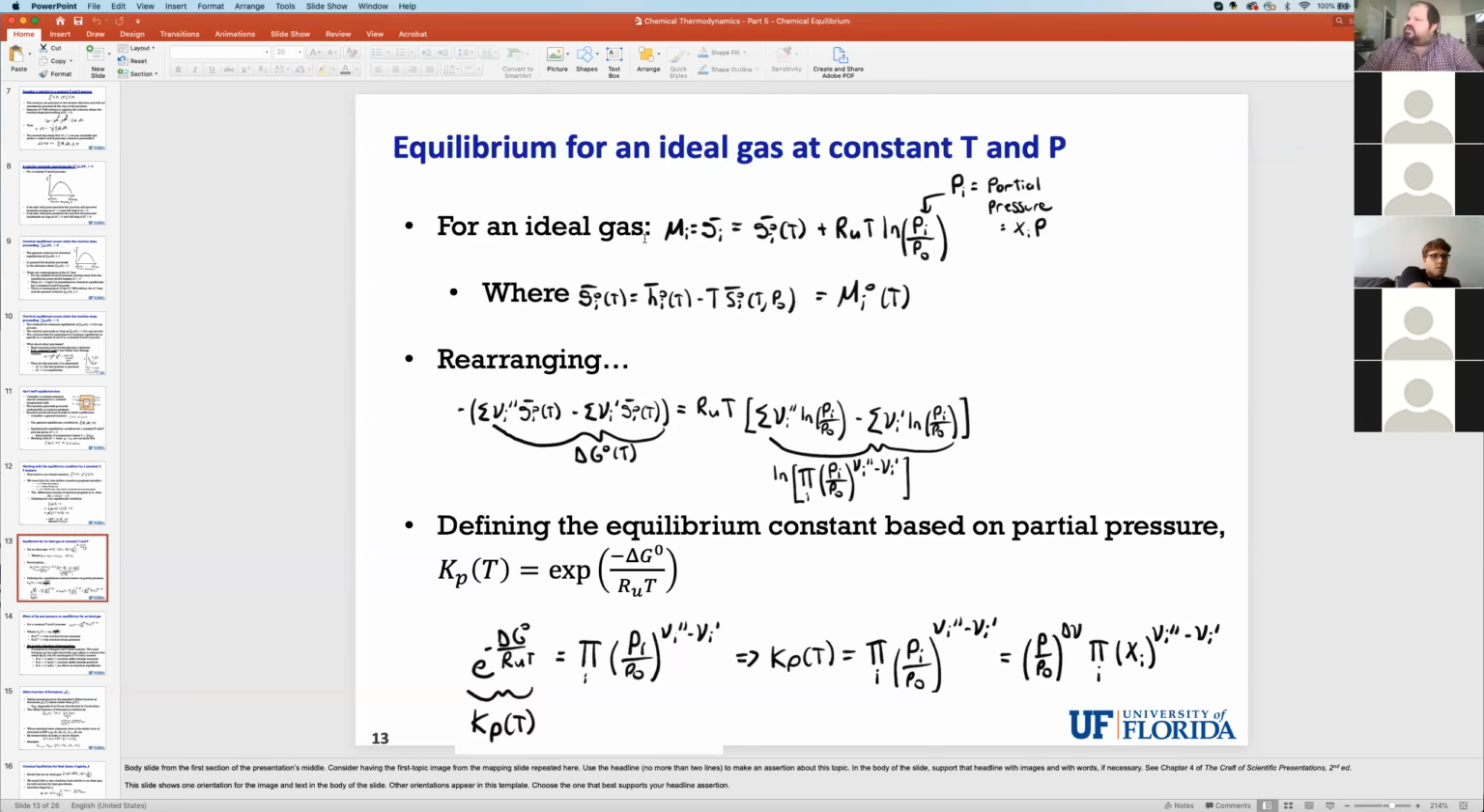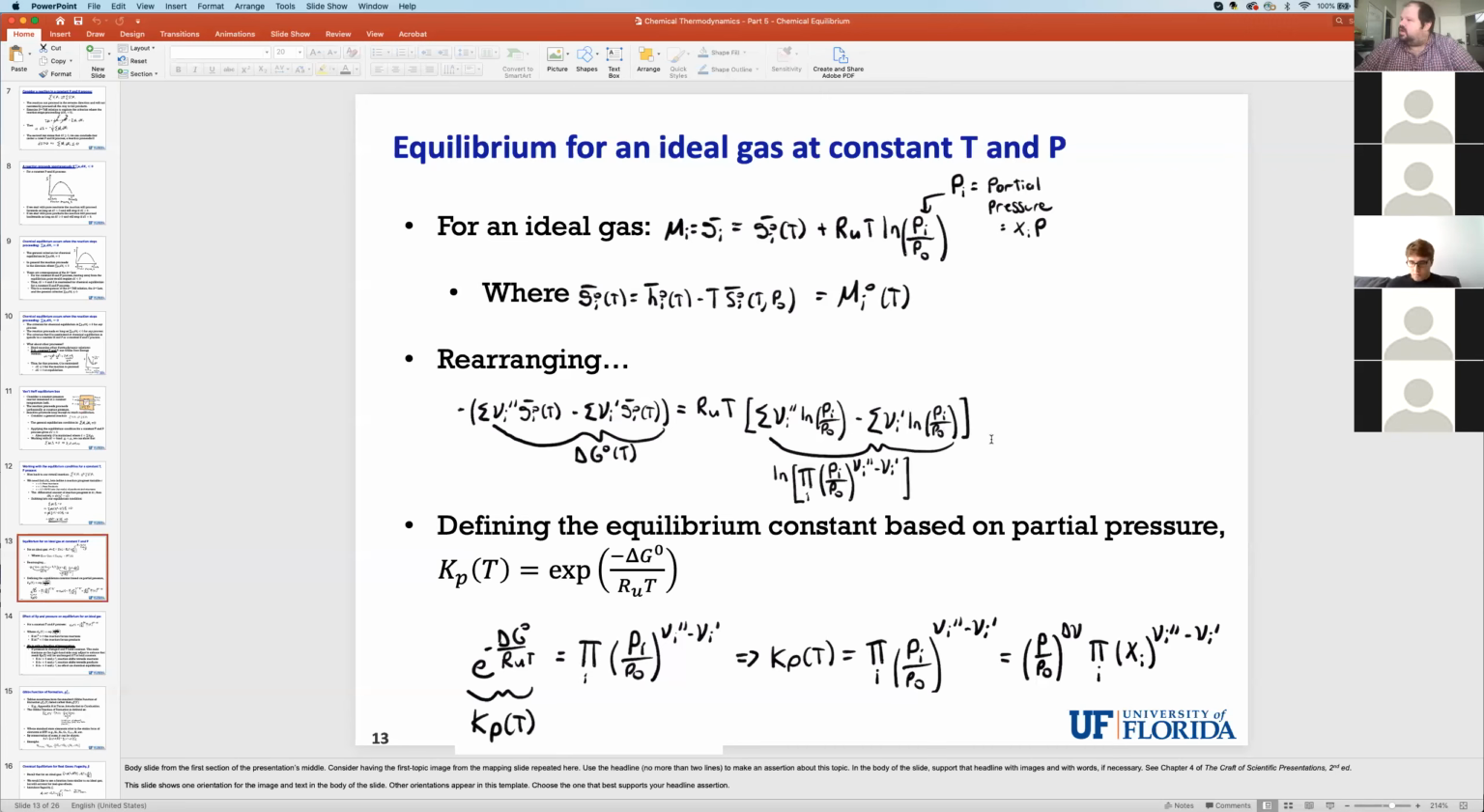But I'm going to move the terms with the standard Gibbs free energy to, say, the left-hand side. And this RU log term, I'm going to move it to the right-hand side. And I'm just going to do some simplification. The RU and T are constant for all species, so I can pull that out. And so we have the sum of nu i double prime times the log of p_i over p naught, minus the sum of nu i prime times the natural log of p_i over p naught.